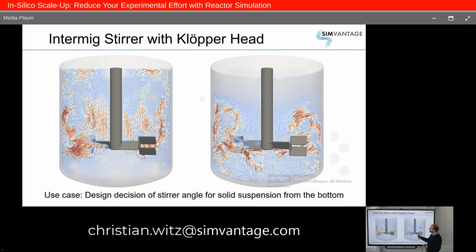And with that, you can do your first use case. These are two Intermig steerers with the same turning direction, but different steerer angles. And what is shown is a cross-section through the reactor. The darker the color, the faster the velocity, and the arrows give an indication where the fluid is flowing. And if you now have the task to bring solids from the bottom into suspension inside the reactor, you immediately see that you would choose the configuration on the right, because the fluid field is much more pronounced here on the bottom.